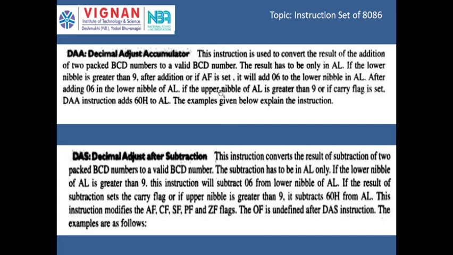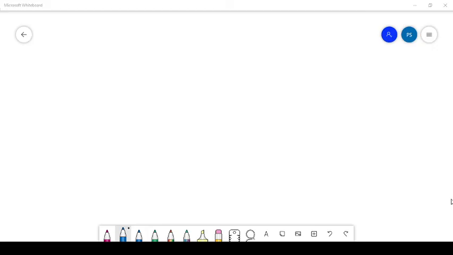I will discuss this with an example. In a similar way, DAS, decimal adjust after subtraction: while you are subtracting two BCD numbers, if the result is an invalid BCD number, that result will be converted into a valid BCD number. So how does it convert from invalid to valid? We will see this in an example. First we will discuss the DAA instruction. This is nothing but decimal adjust after addition.